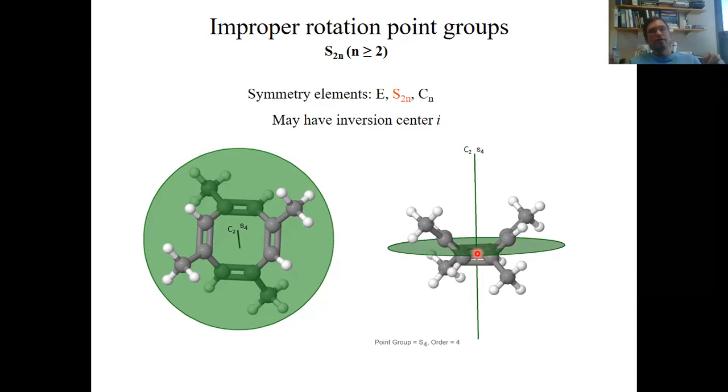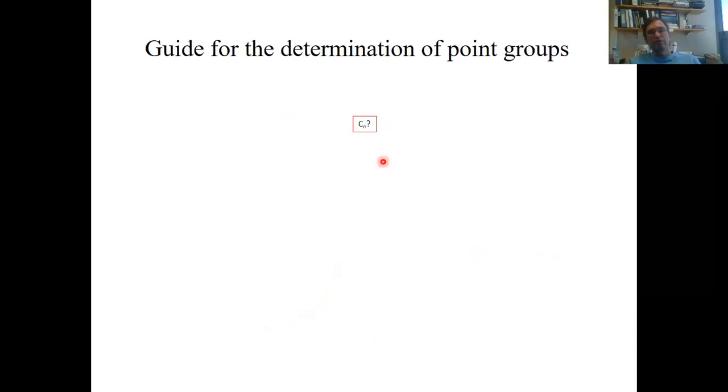But if you're not so familiar yet, there are actually guides that can help you with the point group determination. So these guides ask specific questions about specific symmetry elements and operations in a specific sequence. And you have to answer these questions either yes or no, and that guides you to a particular point group. Okay, let's do this by example.